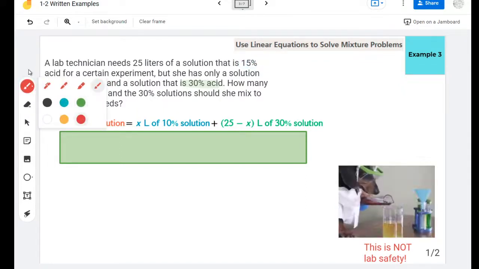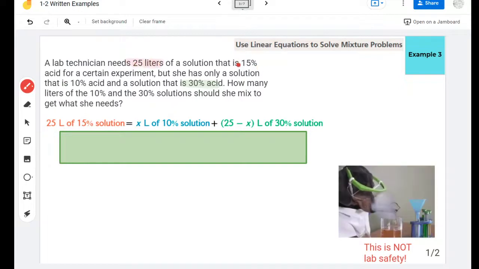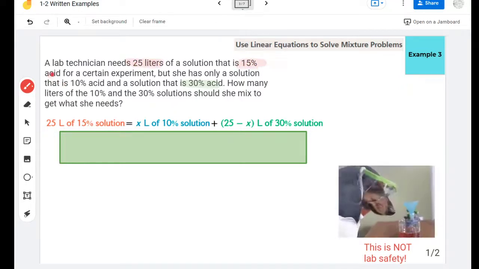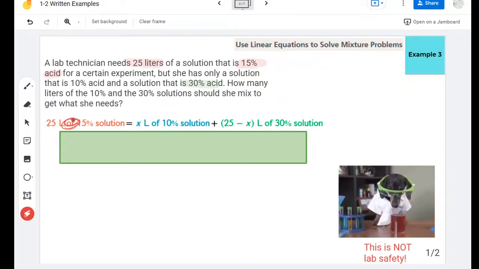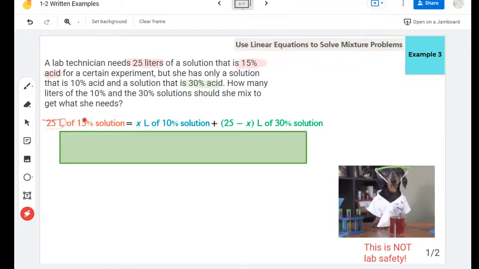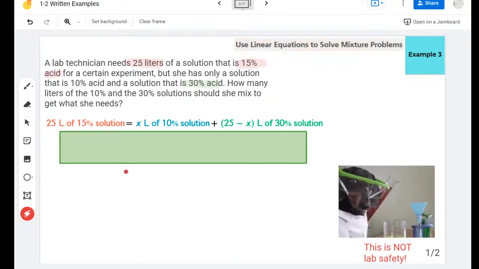So take a look at what they say. So 25 liters of 15% acid. Okay, so of means multiplication. So they're taking 25 and multiplying it times 15%.